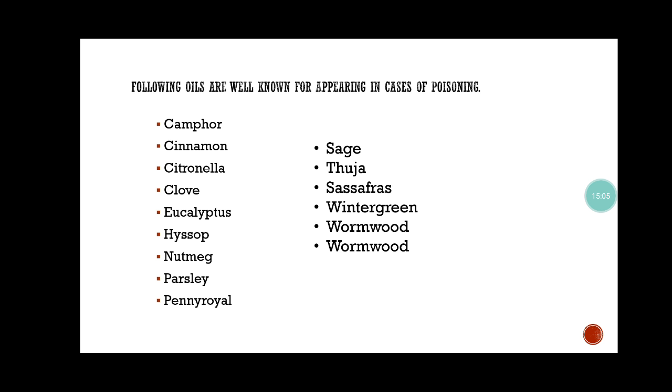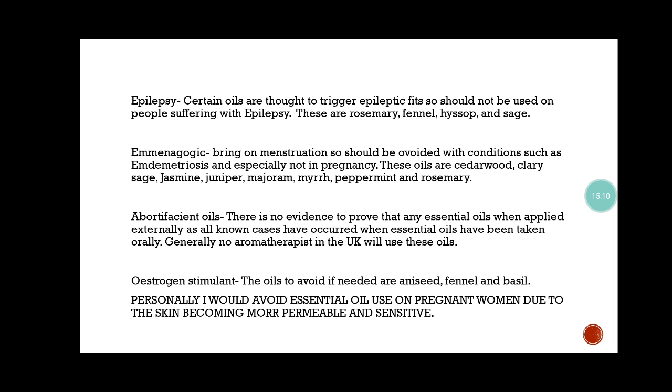Probably take a note of it so you know. Now, information for epilepsy, and obviously rosemary, fennel, hyssop and sage are no good with epilepsy because they can bring on or trigger epileptic fits.